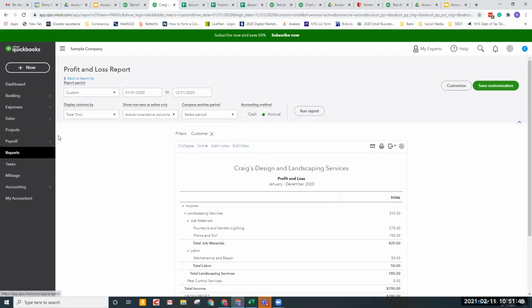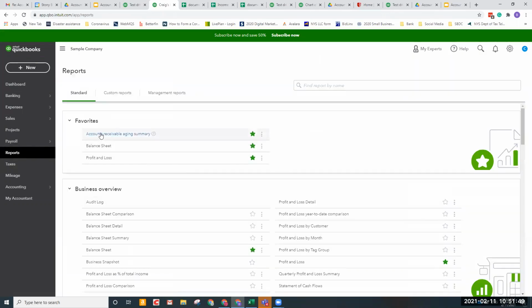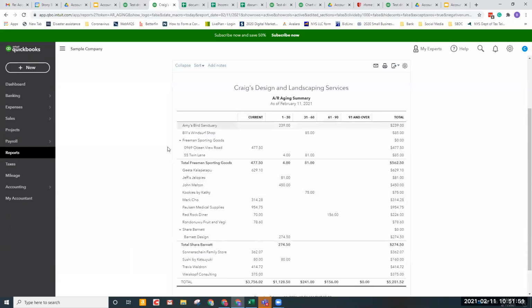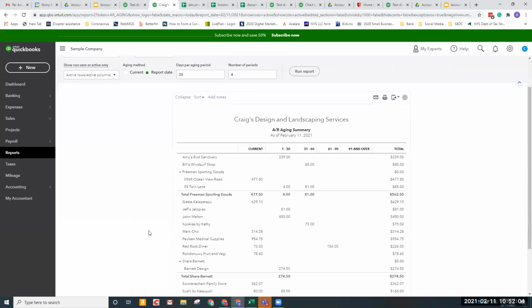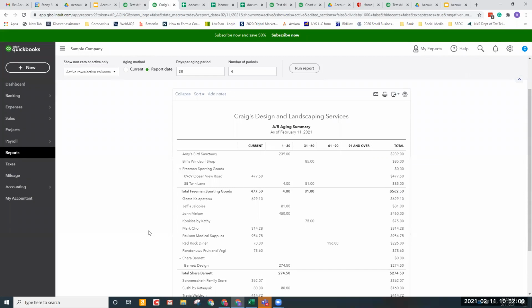Some other reports are available also. For example, you can run this accounts receivable aging report. With this report, you get a list of all the customers that you have added to the system, and also the balance due or overdue for each of them. So you can follow up with your customers for payment.